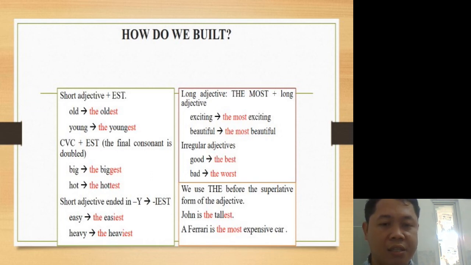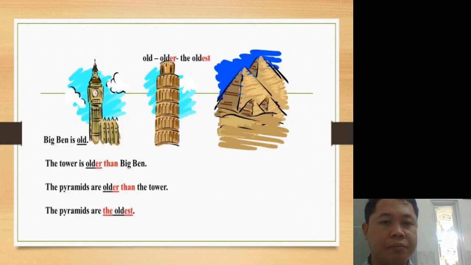We use the before the superlative form of the adjective. John is the tallest. A Ferrari is the most expensive car. Like what we have here on the screen, this one is old. The middle picture is older, but the pyramid in Egypt is the oldest. Big Ben is old. The tower is older than Big Ben. The pyramids are older than the tower. The pyramids are the oldest.